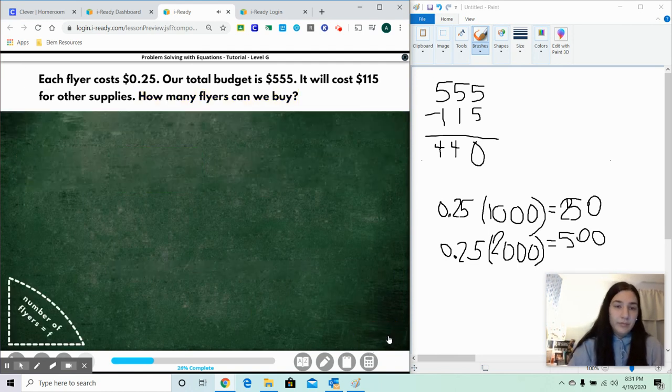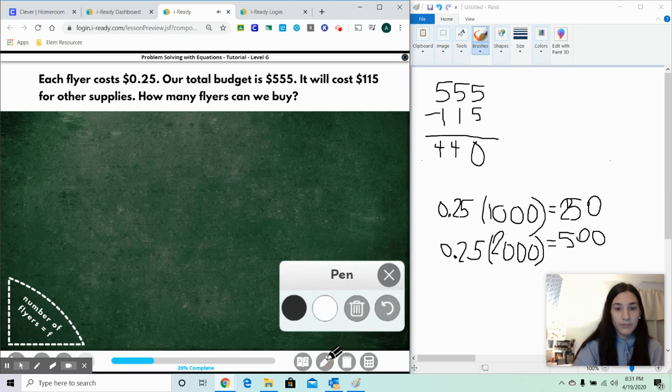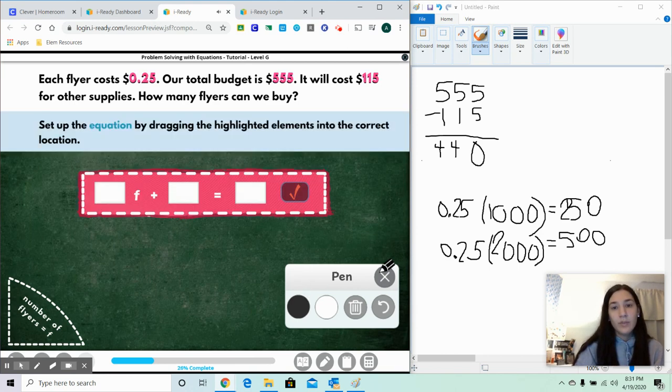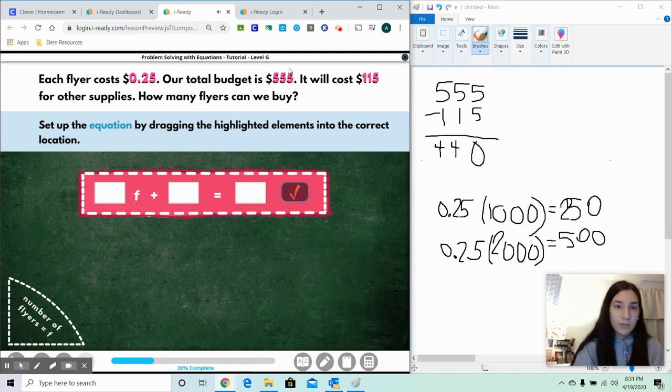All right, now we have the variable. It's time to set up the equation. So the algebraic method allows us to show the relationships between the variable f, the number of total flyers, and the different elements in the problem. Yeah, the cost per flyer, the total budget, and the cost for other supplies. Set up the equation by dragging the highlighted elements into the correct location.